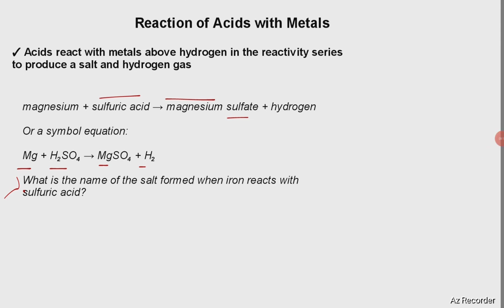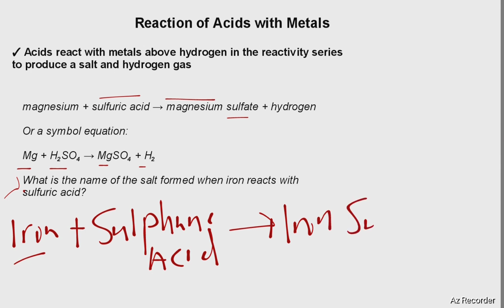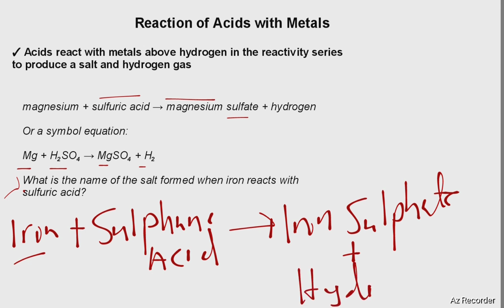So you are going to get iron plus sulfuric acid. This will give us, we said the first name to be iron. The sulfuric acid changes to sulfate. So it's called iron sulfate, plus what? Remember, always hydrogen. Hydrogen is always given out.